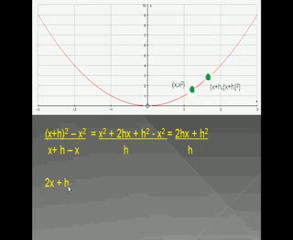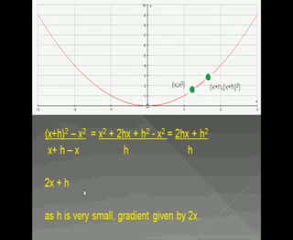Now remember, h is a tiny number, so the differential of this would be 2x. The gradient at that point would be 2x. That's really important because x is any coordinate that we want on the graph. So to work out the gradient of the tangent at any point on this quadratic graph, y equals x squared, all you do is take the x value and multiply it by 2.